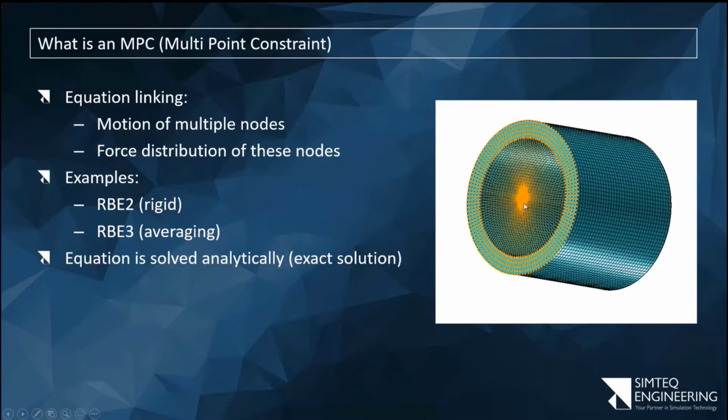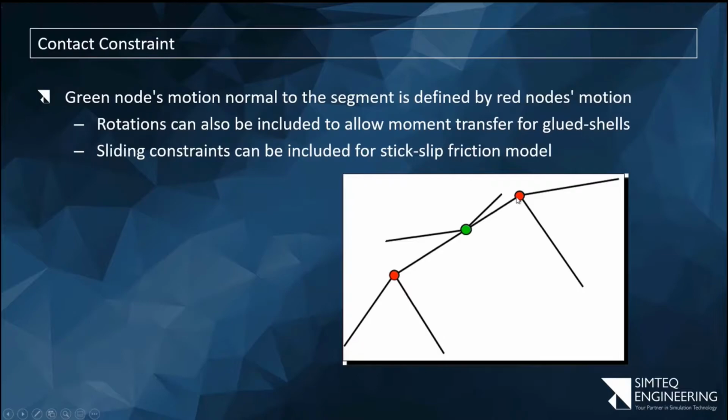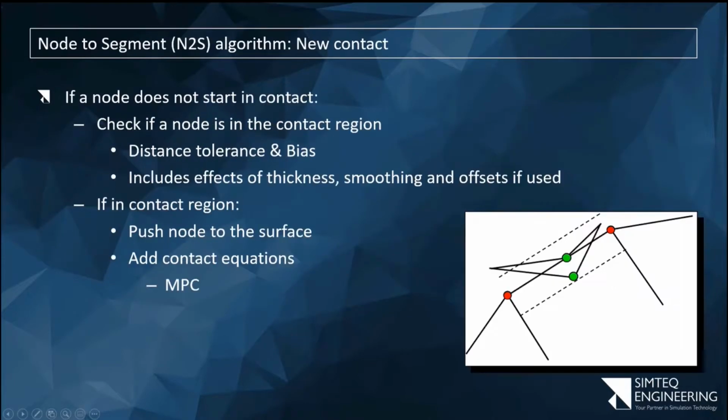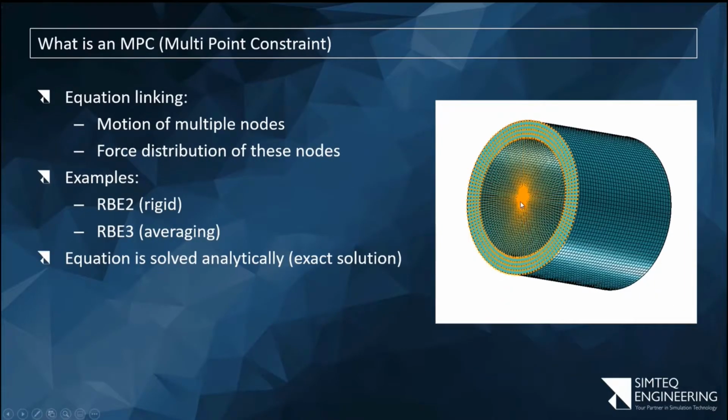So the most common one you've probably seen is something like, sorry, just slip there. So that motion of that node in the center, and that's if it's a rigid element, that one rigidly defines all of these nodes' motion. The RB3 looks similar, but that will then be the average motion of the others. We'll talk about them a little bit in more detail. But this equation literally links this node to every one of the nodes surrounding it, whether it's the RB2 or the 3. And this equation is solved analytically.